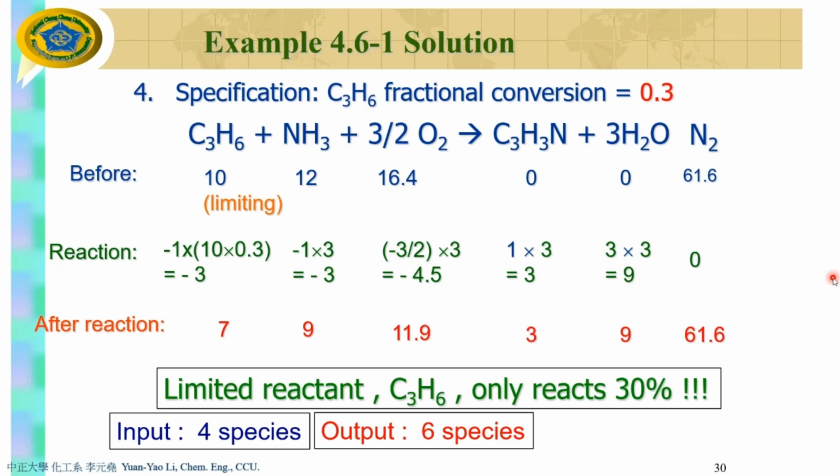As long as you know the definitions of fractional conversion, limited reactant, and excess, all you need to know is: final moles equal initial moles plus nu times xc. Very important.